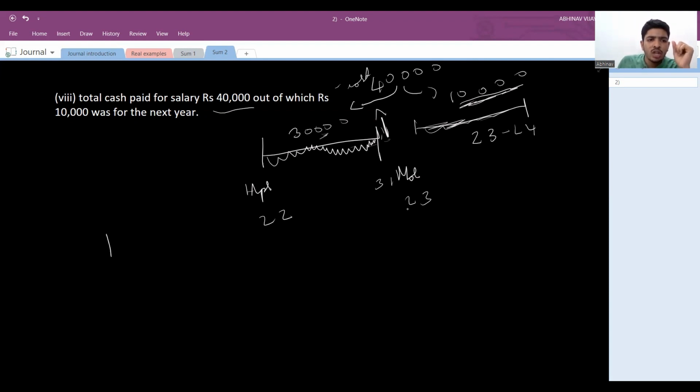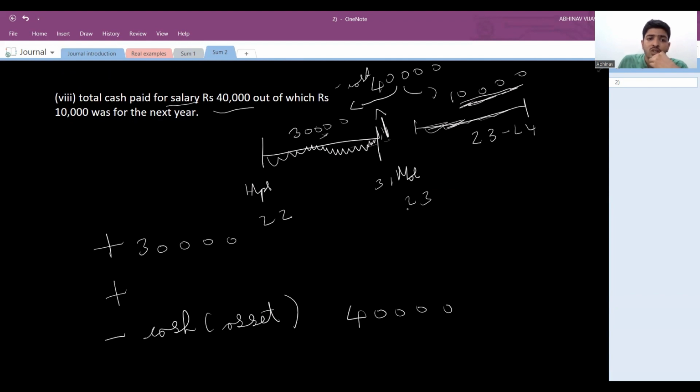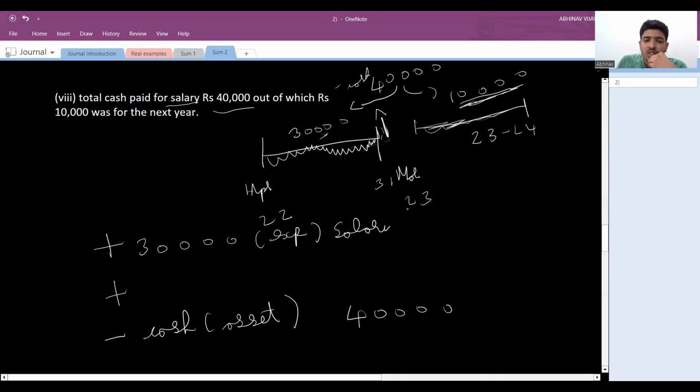Now, total cash paid for salary. Now we need to write the logic. What we drew here, we need to write as logic now. So what is the logic? First, divide it into parts. Total cash paid. So cash asset gets reduced by 40,000. Out of which 10,000 was for next year. Correct. If 10,000 was for next year, that means 30,000 was for this year. If 30,000 was for this year, that means 30,000 is the expense, the benefit of which has been taken in this year. So 30,000 is the salary.